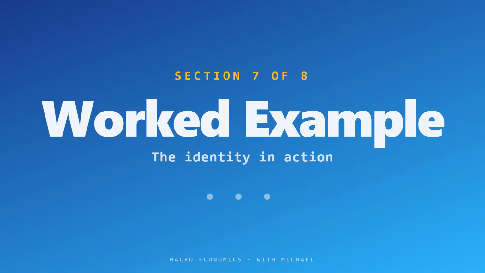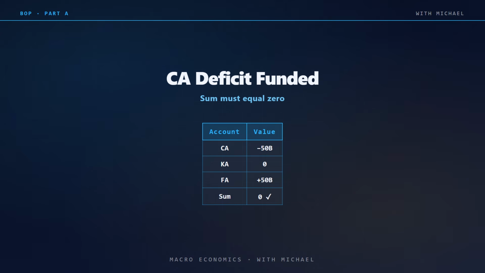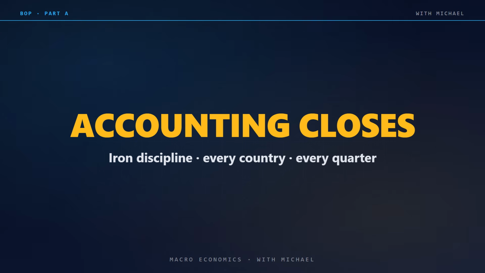Section 7. A worked example. Let us see the identity in action. Suppose a country has a current account deficit of 50 billion. It buys more from the world than it sells. Where does the money come from? Either foreigners invest 50 billion in the country, bonds, stocks, factories, which appears as a positive financial account, or the central bank sells 50 billion of foreign reserves, which also appears in the financial account, but with the opposite sign. Either way, the sum is zero. CA of minus 50 plus KA of 0 plus FA of plus 50 equals 0. The accounting closes. This is the iron discipline that the balance of payments imposes on every country.